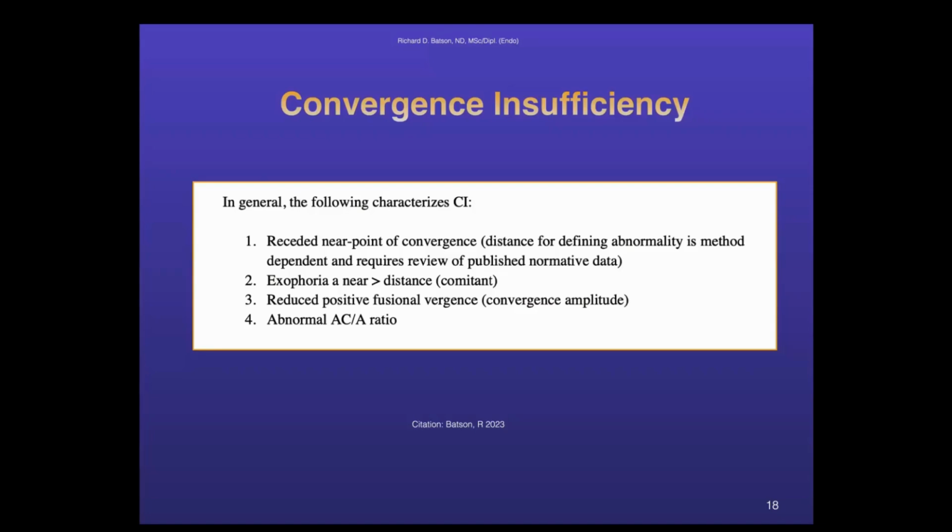So exophoria at near greater than distance, and then reduced positive fusional vergence or convergence amplitude. So I'm not going to try to explain this without some visual aids. So let's just get the terminology down right now, positive fusional vergence, or it's also referred to as convergence amplitude. And we'll talk about that when we look at the instruments that are used to measure it. And then the other one is ACA ratio, which is accommodation convergence to accommodation ratio.